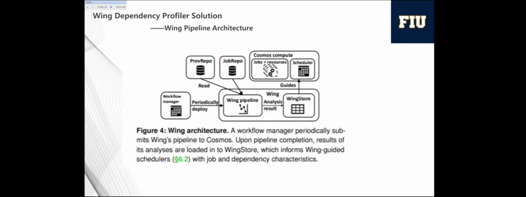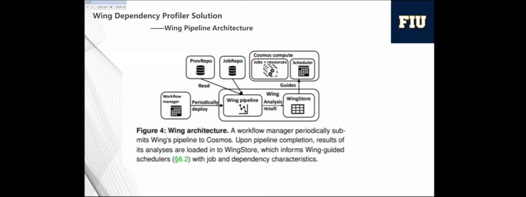The first one is the job repo. It preserves the job telemetry, and for the submitted jobs, the Wing pipeline uses the job repo to derive recurring jobs and their historic statistics. And the second one is the Provo repo. It tracks data provenance across Microsoft to support compliance applications.